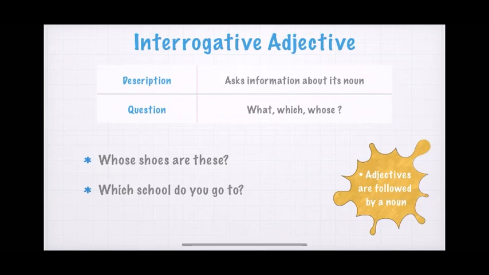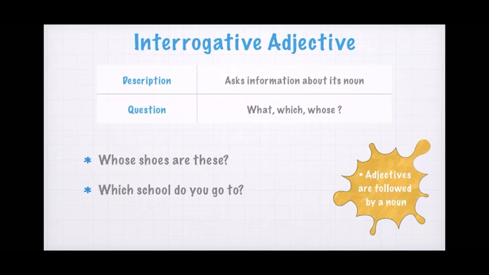Interrogative adjective. It asks information about its noun. It answers questions like what, which, whose. Here in interrogative adjectives you will see that adjectives are followed by a noun. Look at the examples. Whose shoes are these? Now the word whose is used to ask a question about the noun.